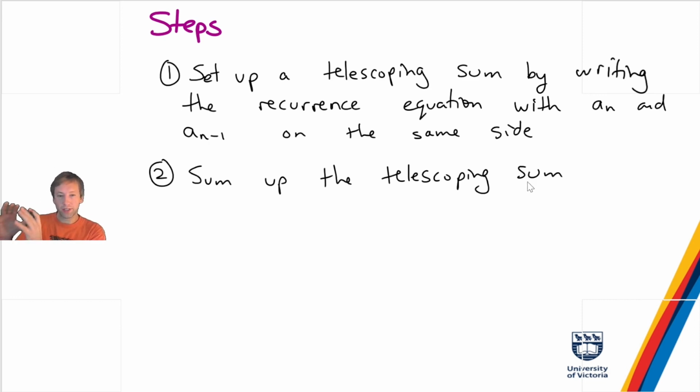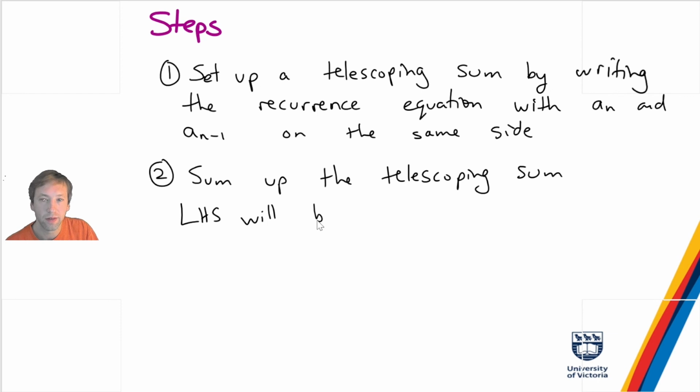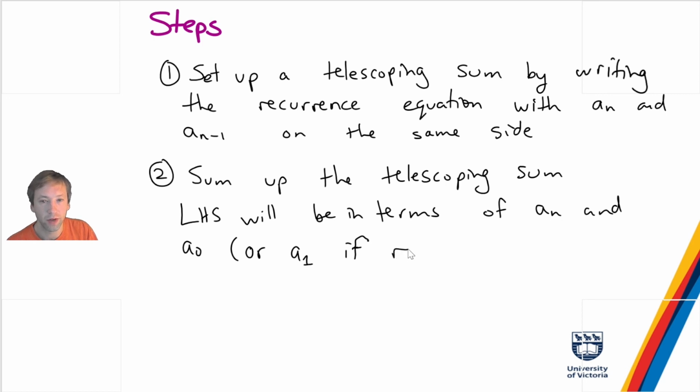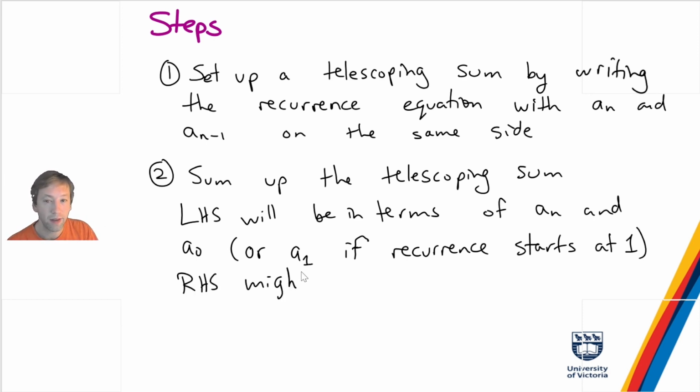On the left side, it just gives you something. The left-hand side will be in terms of a_n and a_0, or a_1 if your recurrence starts at 1. The right-hand side might be a complicated looking sum.